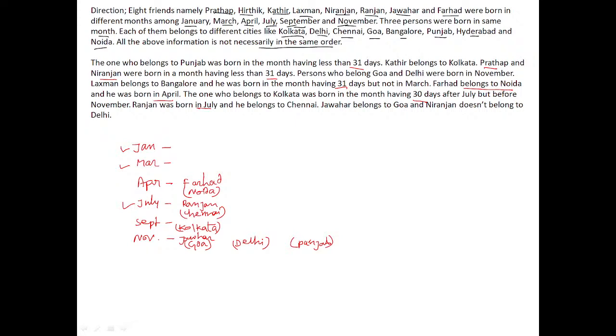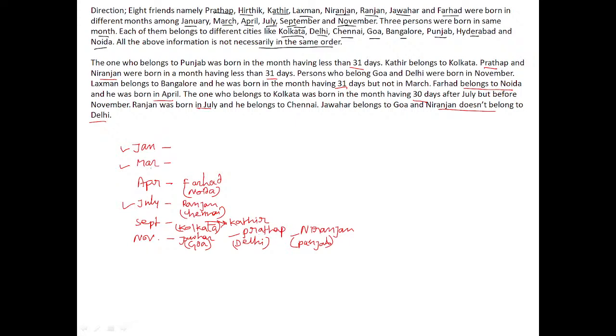Kathir belongs to Kolkata. Here it's Kathir, this place, September. Okay, moving to next. Pratap and Niranjan were born in a month having less than 31 days. So April, September and November. Pratap and Niranjan definitely come here, and you already know that Niranjan does not belong to Delhi. So Niranjan belongs to Punjab, and Pratap belongs to Delhi. Then the November set is okay: Johor, Goa, Pratap, Delhi, Niranjan, Punjab.